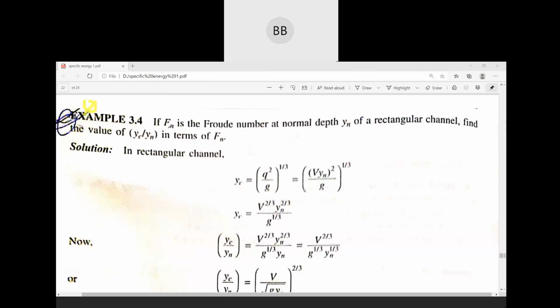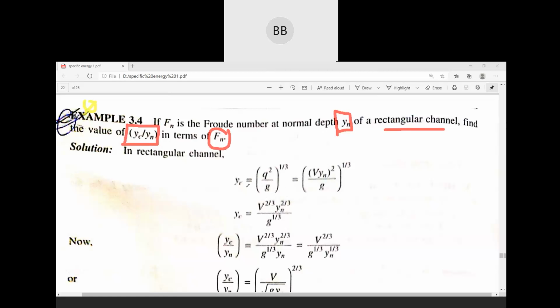So the next question is: if Fn is the Froude number at the normal depth Yn, the Froude number for the normal depth is denoted by Fn, for a rectangular channel, then we have to find out the value of Yc by Yn in terms of Fn.